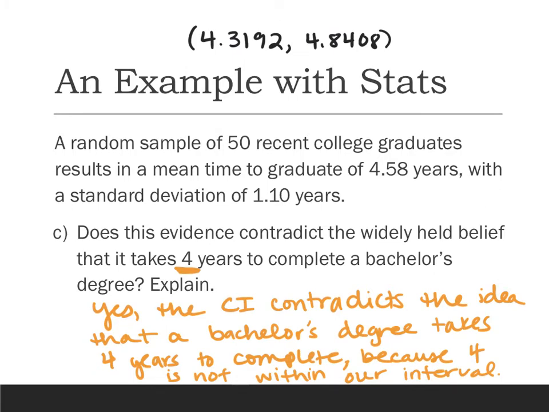Now, we also can't say that it should take 5 years to complete. So it's somewhere between 4.3 and 4.8, as we said on the previous page. But 4 is a little bit quick compared to our sample, and 5 is a little bit slow compared to our sample. But that's how we can use this information. We can actually answer questions about this idea of a 2-year degree and a 4-year degree.